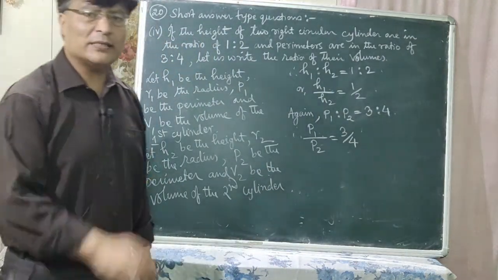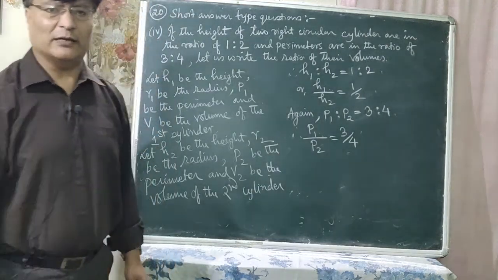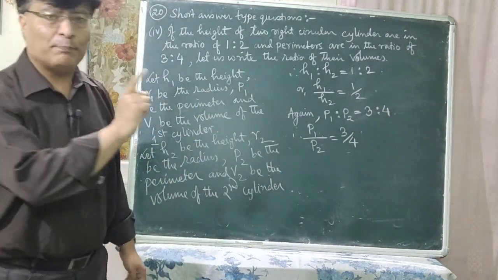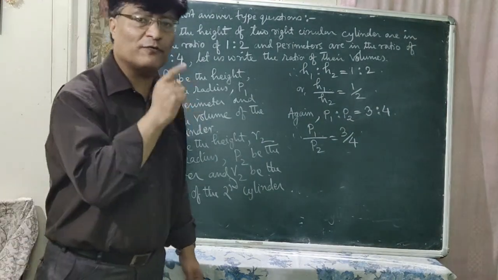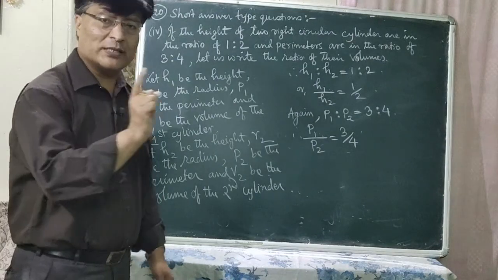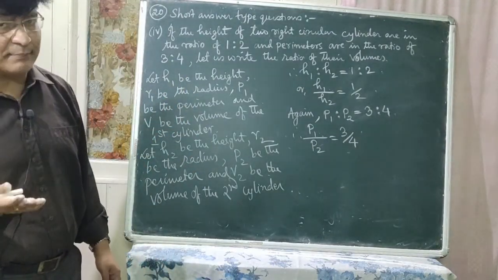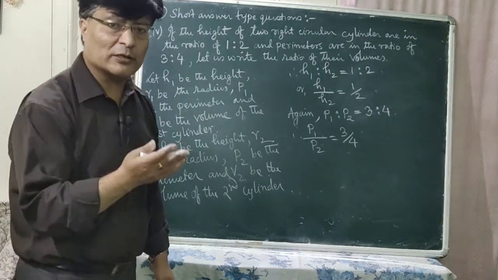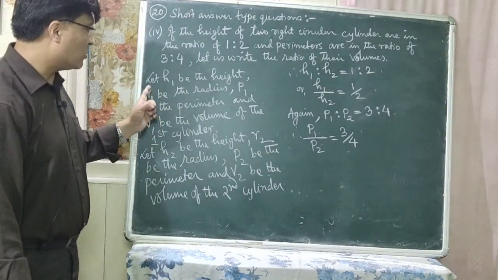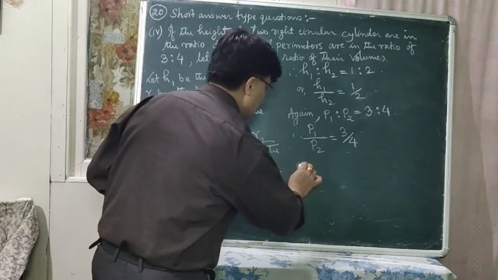So what is P1 in this case? It is the perimeter of the base of the first cylinder, which means the perimeter of the circle for the first cylinder. The base is a circle, isn't it? The perimeter and the circumference of the circle are the same. So what is the perimeter of the circle? It is 2 pi r. For the first circle, the radius is r1.